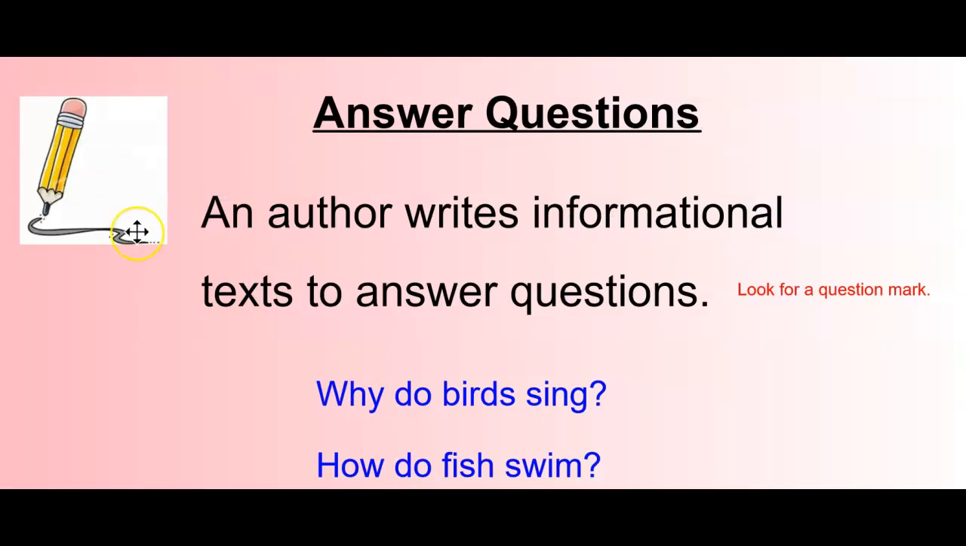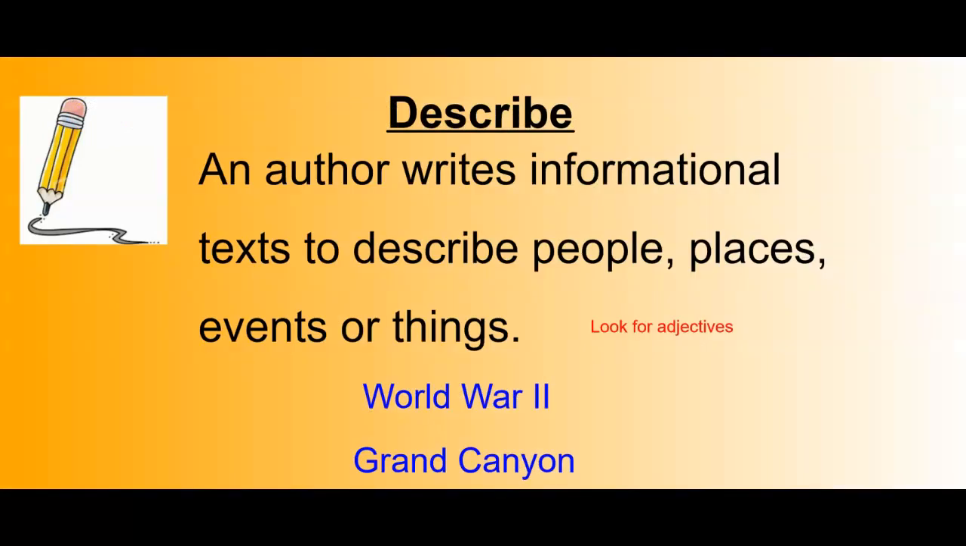Now remember, an author writes for 3 main reasons. First, an author writes informational text to answer questions. For example, a question like, why do birds sing? Or how do fish swim? Remember to look for a question mark to determine if an author is writing to answer a question.